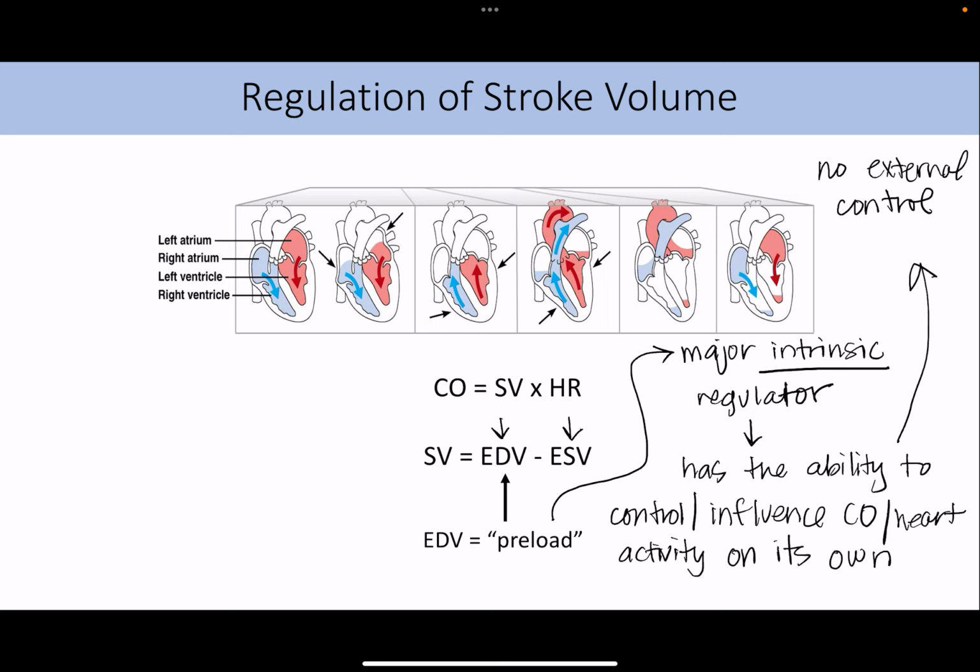And make sure that you do memorize these equations. The cardiac output is stroke volume times heart rate, and we can calculate the stroke volume by taking our end diastolic volume, which is the volume of blood we start off with, and subtracting how much is left over. That's our stroke volume. That's how much has been ejected. So I'm going to show you how our preload or EDV is an intrinsic regulator.